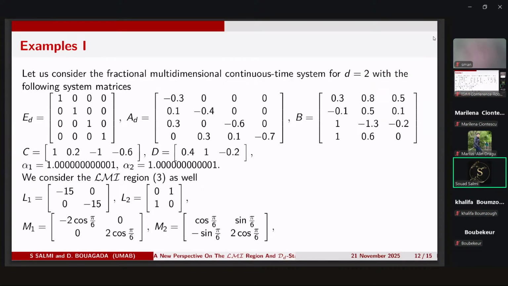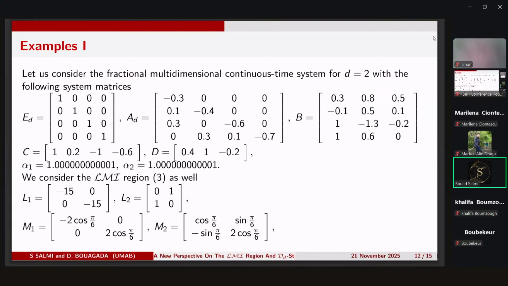Examples. To validate our theoretical development, we now present a numerical example that demonstrates the effectiveness of our LMI-based approach. We consider a 2D continuous time fractional system with the following parameters: E_D, A, B, C, and D, and alpha 1, alpha 2, the fractional orders. We define our stability region using the following LMI parameters. This particular choice defines a specific sector region in the complex plane.